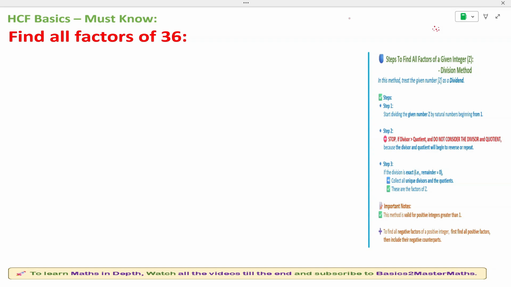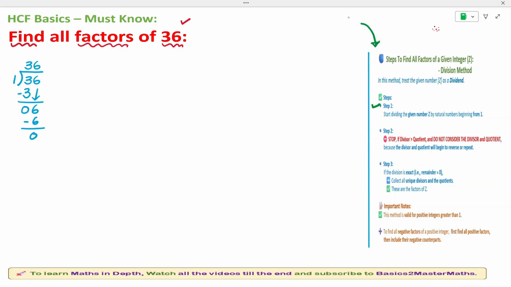Today, we will see how to find all factors of 36. If you understand one problem clearly, you can solve many such problems very easily. So, please stay tuned till the end. Before solving the problem, please go through the steps once.